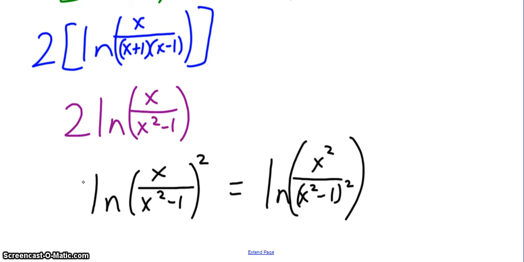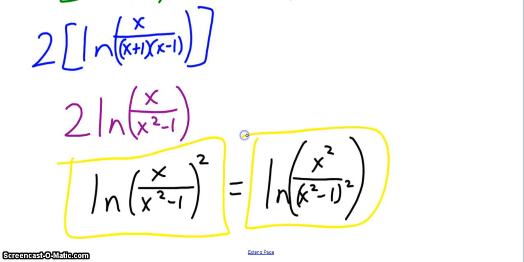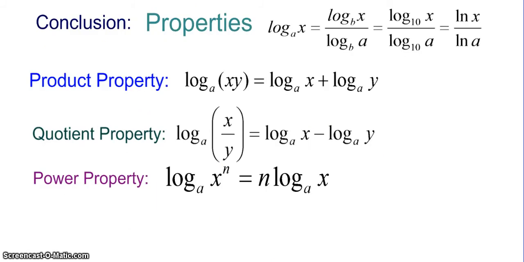For this problem, I would accept either of these as a correct answer. So either one of those is fine. I would not expect you to multiply out the x squared minus 1 quantity squared. If you did, again, that's not wrong though. But you do not have to by any means. Okay, that's it. So again, just make sure you know these properties of logs and how to use them.